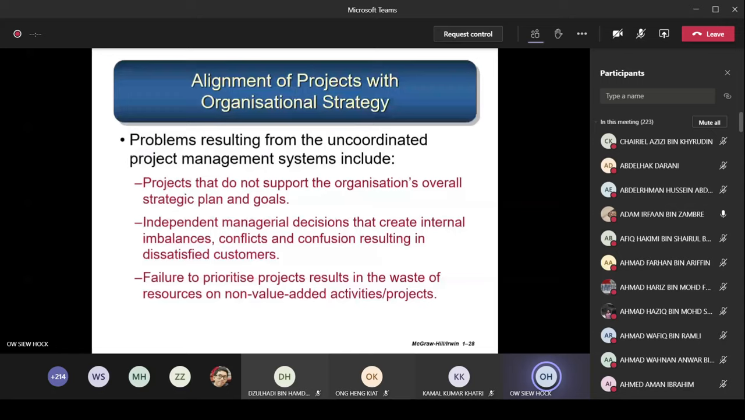Failure to prioritize projects results in the waste of resources on non-value-added activities or projects. If you don't prioritize, as mentioned just now, a company is not doing just one project. They are doing many, many projects. So which project is more important? Which project is not so important? Same thing in your study. There are many courses. So how do you prioritize the tasks, assignments, or projects assigned by each lecturer in the different courses that you are taking now?